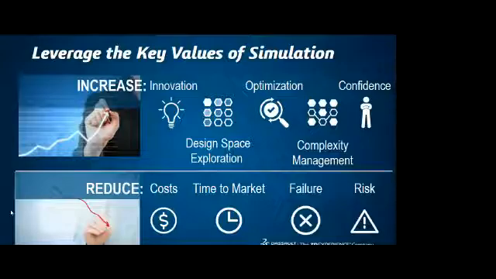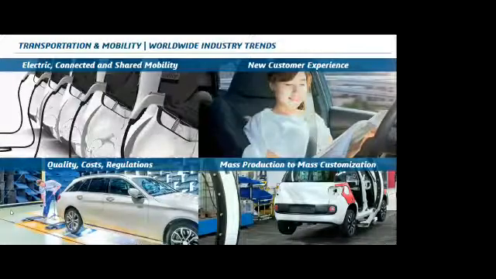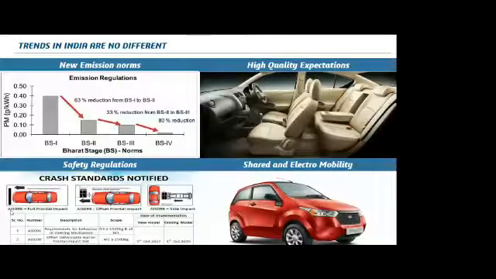With that, let me move on to the automotive industry. And we know that there are global trends like electric, connected, and shared mobility, new customer experience because we as customers always demand new things from our vehicles, quality, costs, and regulations, and as mass production to mass customization. Now, these are global trends, but if we look at the trends in India, these are no different. The BS6 emission norm silently took over on the 1st of April when we had our first lockdown.